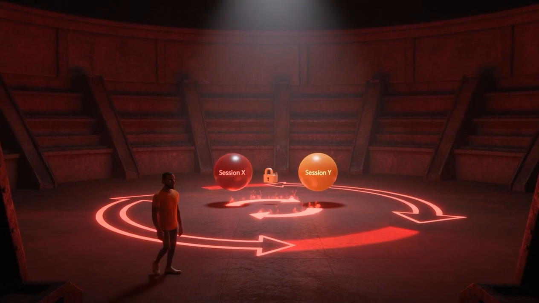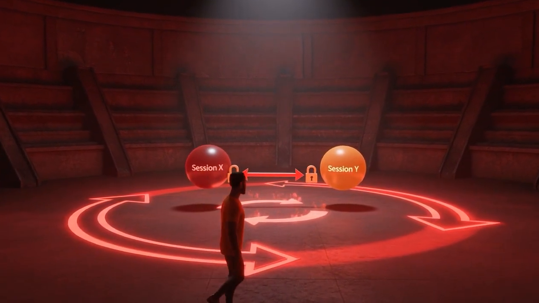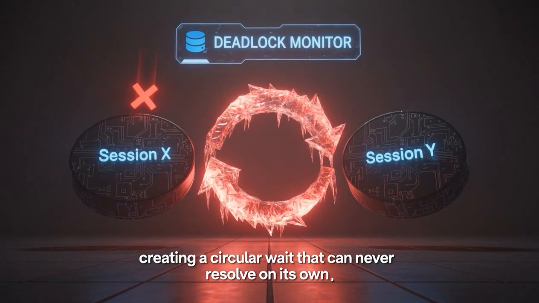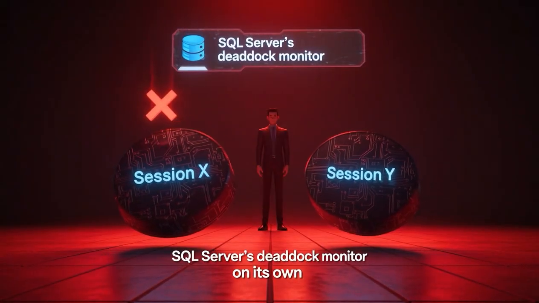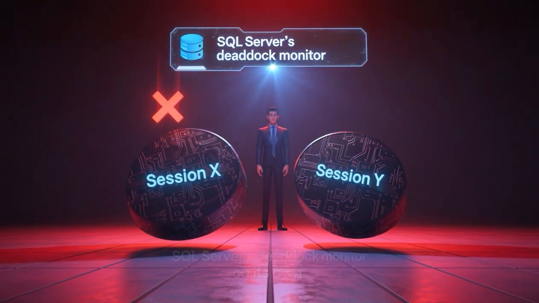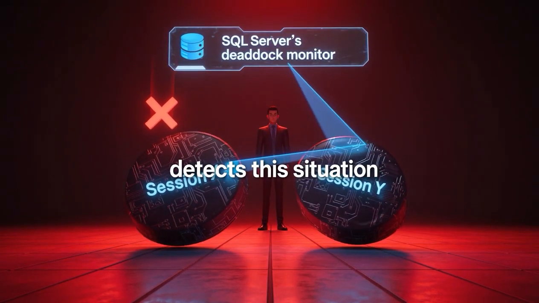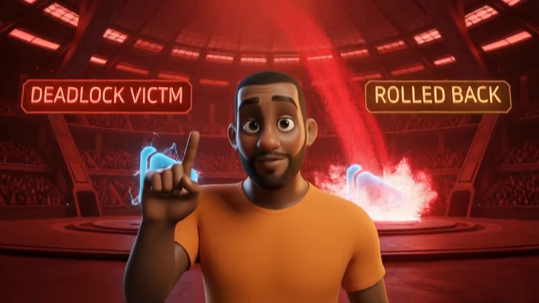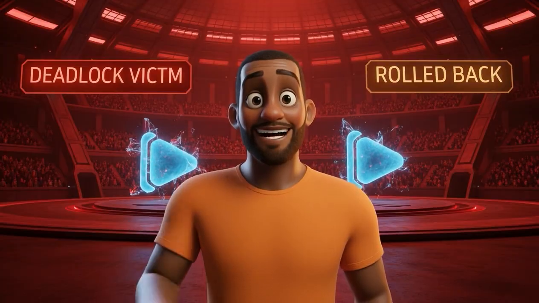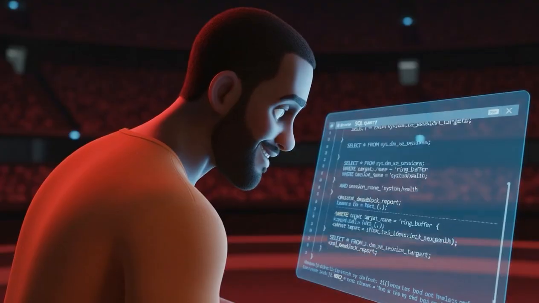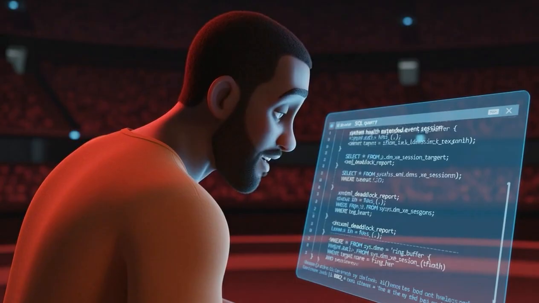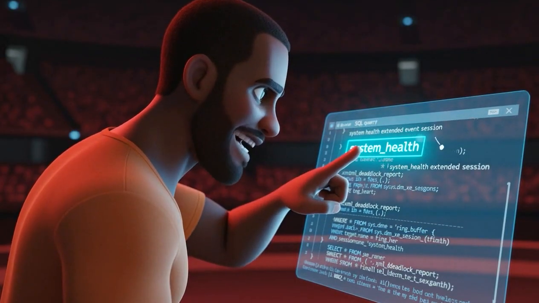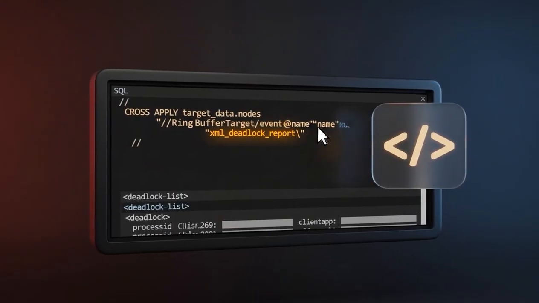A deadlock occurs when two or more sessions are each waiting for a lock held by the other, creating a circular wait that can never resolve on its own. SQL Server's Deadlock Monitor detects this situation and automatically kills the session with the lowest deadlock priority, called the deadlock victim, and rolls back its transaction. SQL Server records deadlock information in the System Health Extended Event session, which is always running in the background. To view recent deadlocks, query it like this.